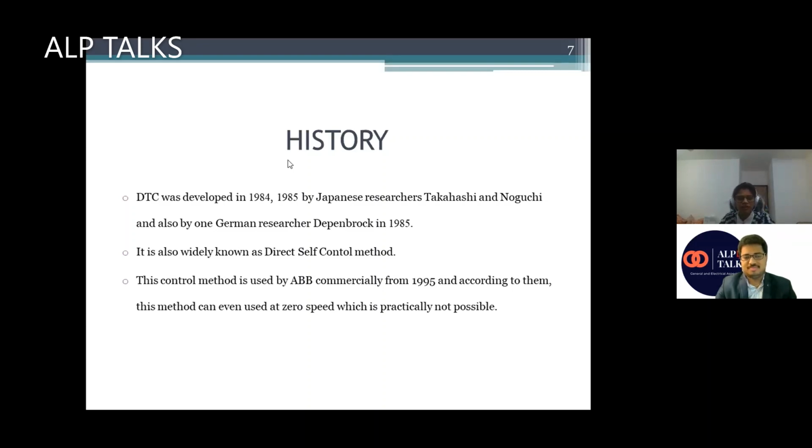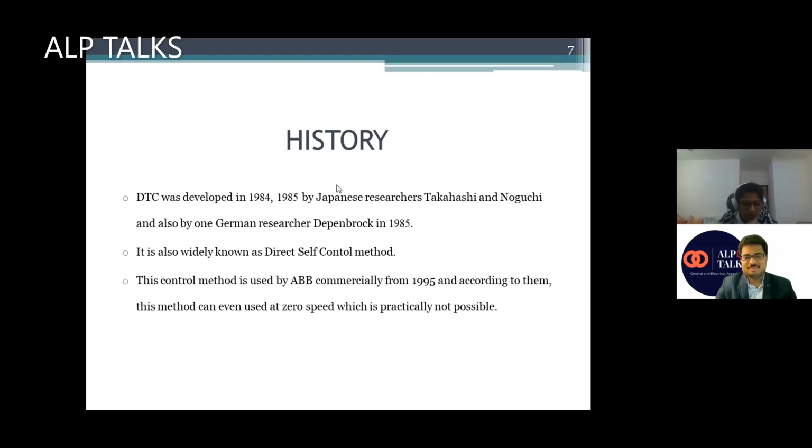So DTC was developed in 1984 and 1985 by Japanese researchers Takahashi and Noguchi, and also by one German researcher, Depenbrock, in 1985. According to Depenbrock's research, low harmonic stator current with low switching frequency is produced, and thus it is more suitable for high power applications. It is also widely known as direct self-control according to Depenbrock.